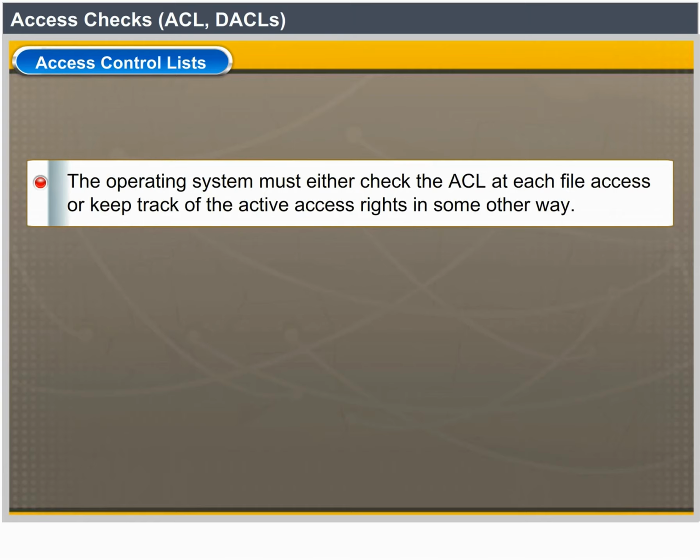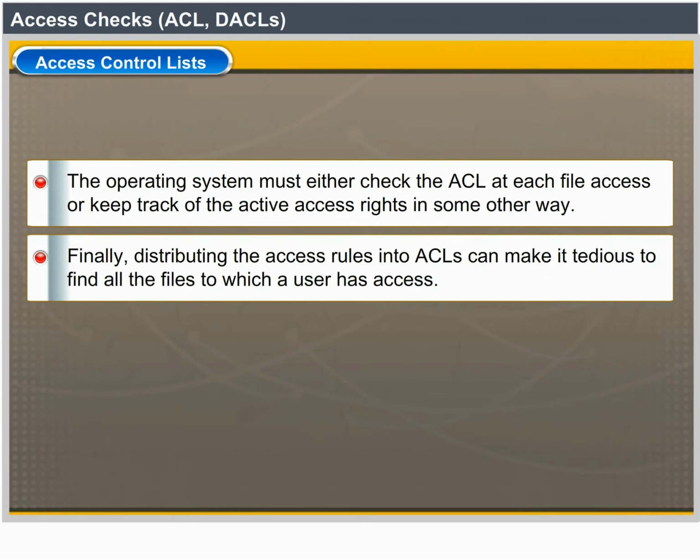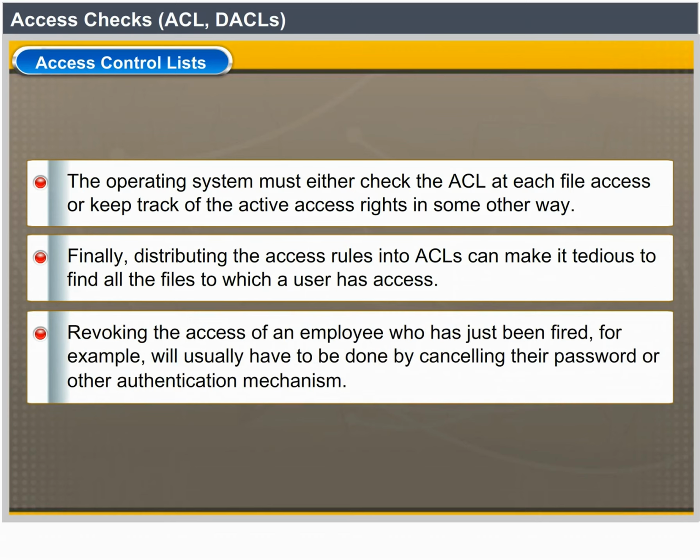The operating system must either check the ACL at each file access or keep track of the active access rights in some other way. Finally, distributing the access rules into ACLs can make it tedious to find all the files to which a user has access. Revoking the access of an employee who has just been fired, for example, will usually have to be done by cancelling their password or other authentication mechanism.